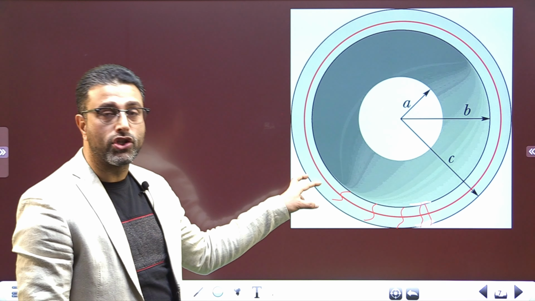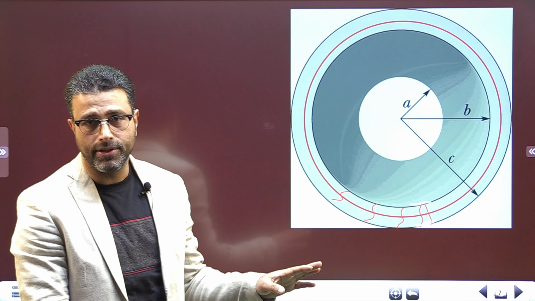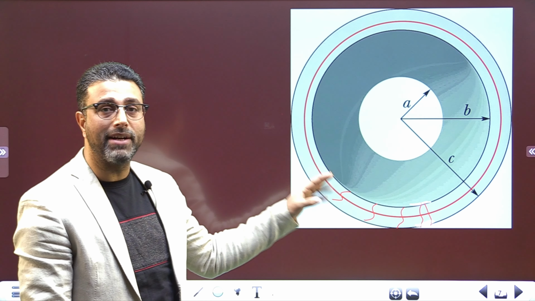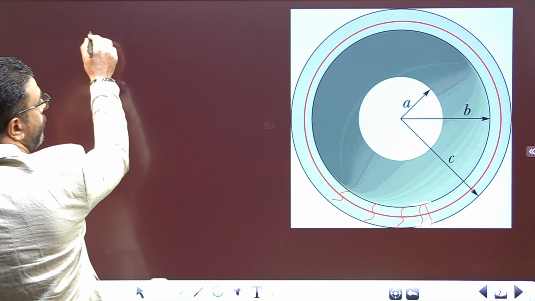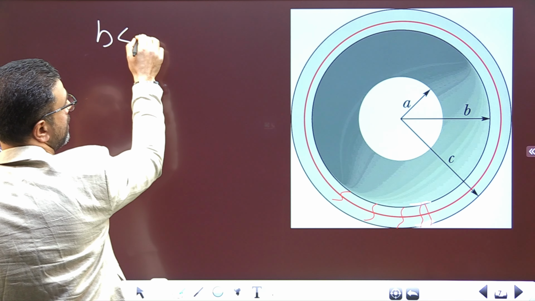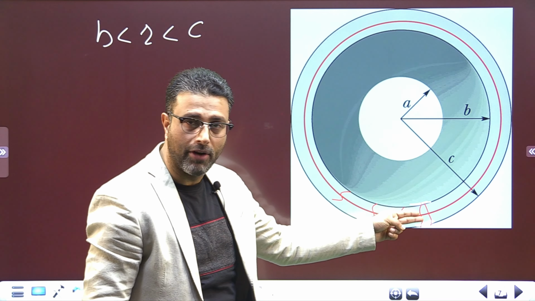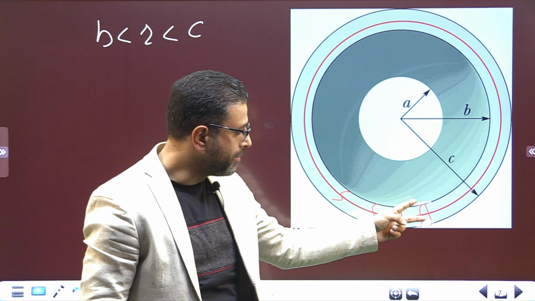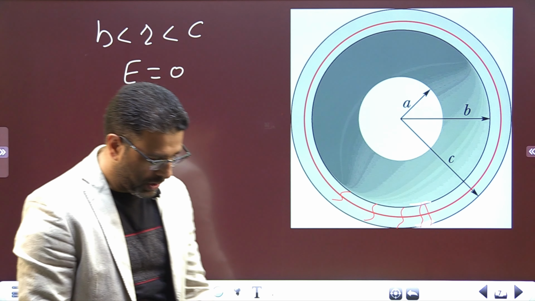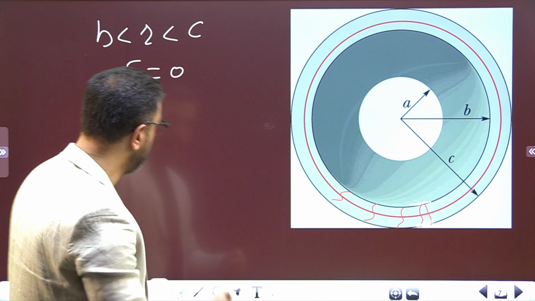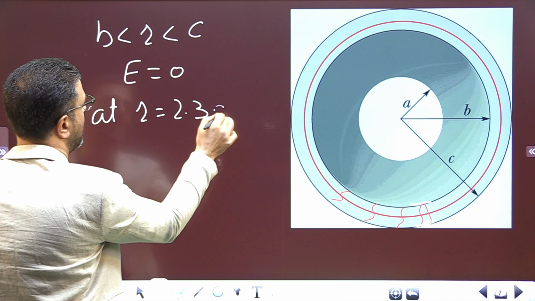Remember, this is a metallic shell. So the field inside the metal is 0 at all points. For b less than r less than c, this part, within the body of the spherical shell, within the metal, the field is 0. So that would be part E, at r equal to 2.3 times a.